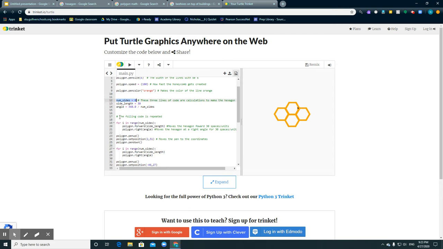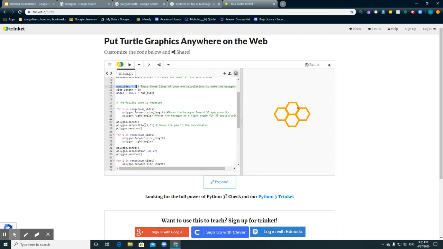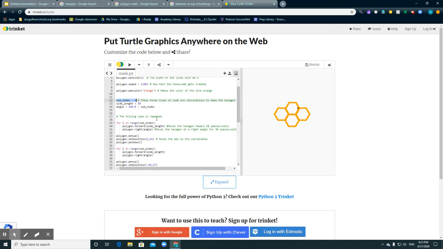Then down here, it says for i in range of number of sides, and the number of sides is 6. It would say polygon.forward(side_length). Side length is 30, so it'll move forward 30 spaces or units. And then below it says polygon.right(angle), and it turns by that angle before going forward again for 30 units. And that's just to create the shape.